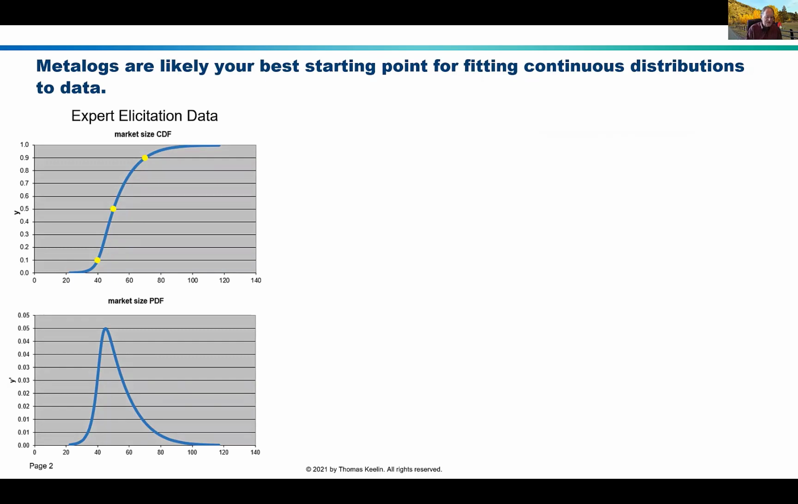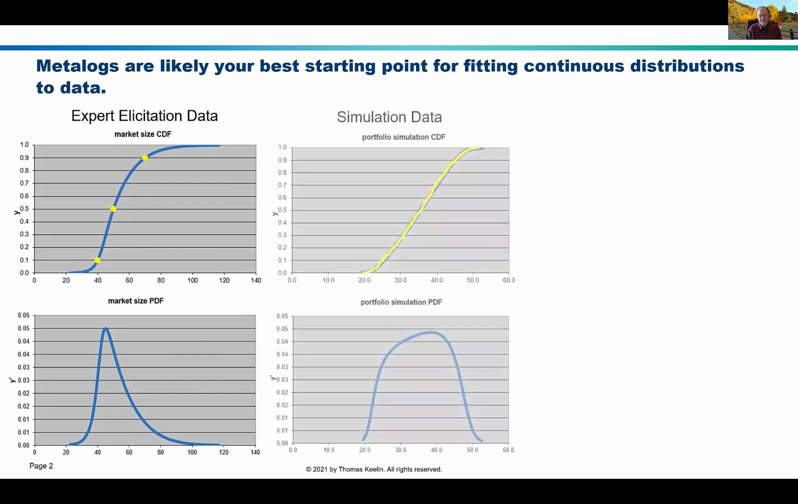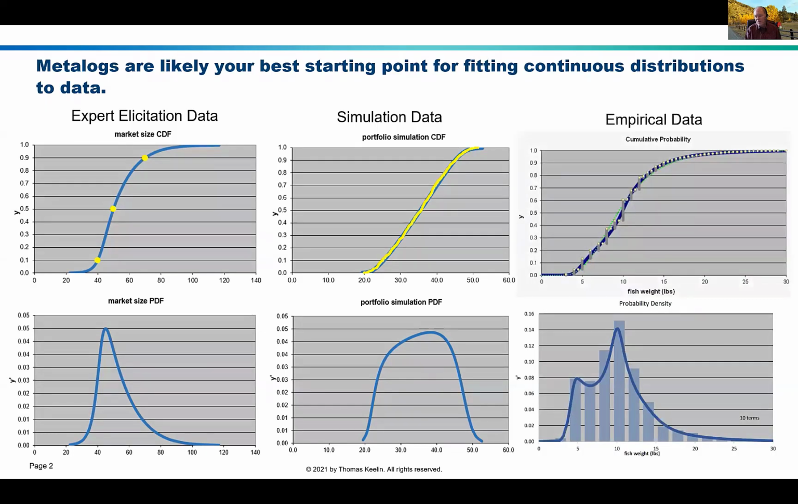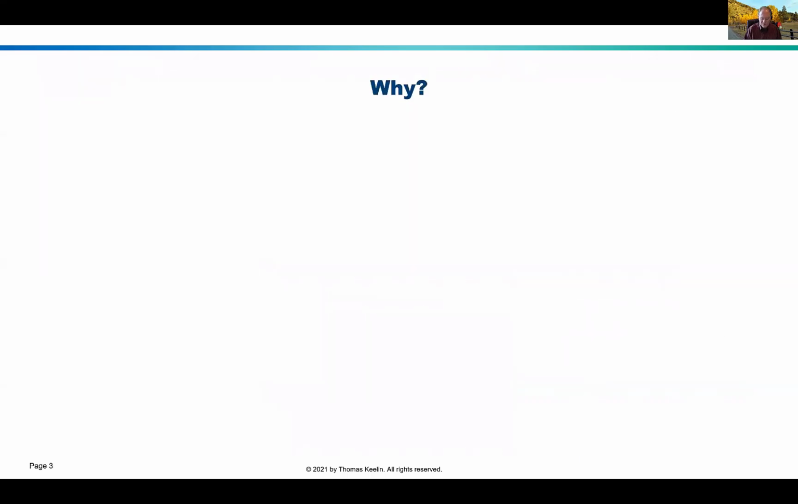It could be expert assessed data, where you want a continuous distribution to run through 3 expert assessed data points. It could be simulation data, where you want a closed form probability distribution to represent the results of a simulation, and to do this far more accurately than would typically be possible using classical distributions. It may be empirical data. It may even be multimodal, as in this example here, where once again, the Metalogs will fit the data better and more easily than classical distributions.